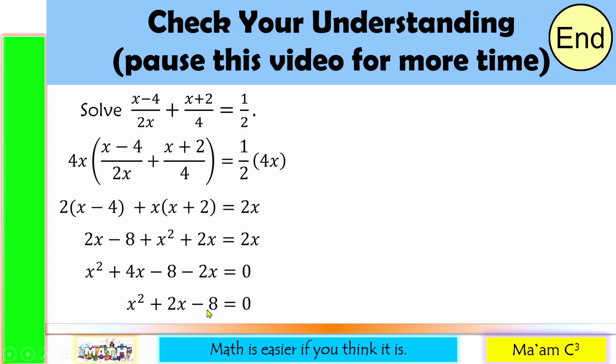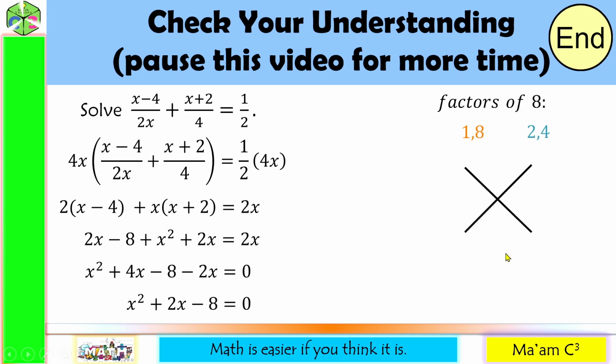Let us determine the factors of 8. These are 1 and 8, 2 and 4. Let us bring out our magic x. Let us put on the top our constant term, negative 8, and at the bottom is the coefficient of the linear term, which is 2. Let us decide which among these two sets will give us 2 as a sum. And that is possible when we choose 2 and 4.